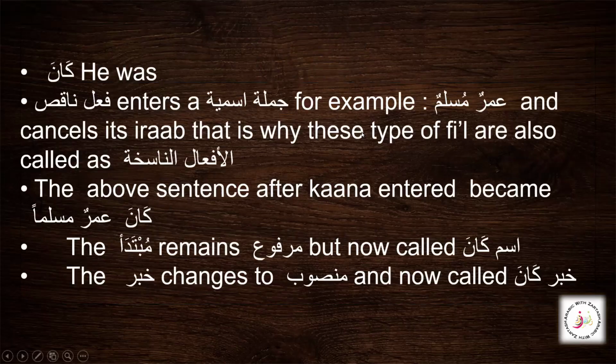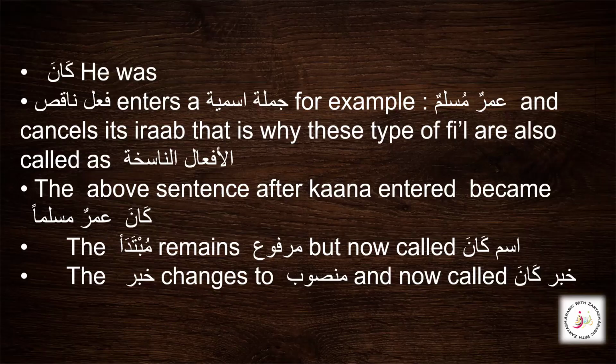So here also see this example, as already mentioned, because kana is the most commonly used fi'l naqis. So we are just going to take the example of kana. Kana means he was. As "was" is a helping verb, it is an incomplete verb. So you see how it is translated. Kana means he was. So you see it is an incomplete verb, like it is not a complete sentence. So you need to complete it.